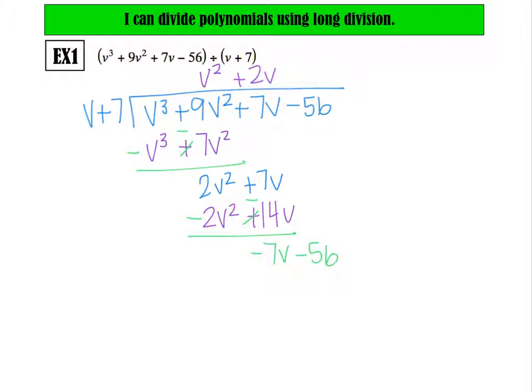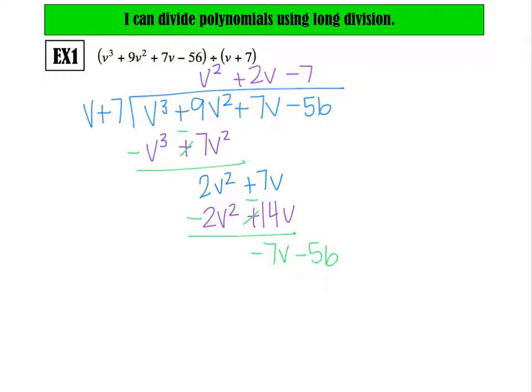And I'm going to go through the process again. What do I need to multiply v by to make it look like negative 7v? So I would need to multiply it by negative 7, because the coefficient of the v is a 1, and I want it to be negative 7, so I have to multiply by minus 7, and then I distribute.